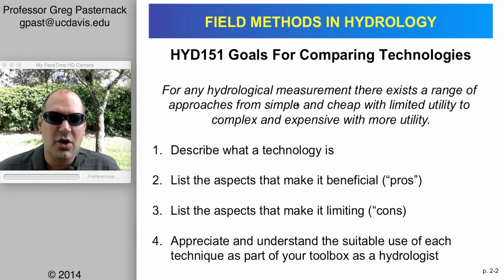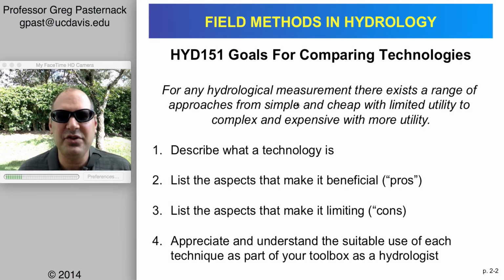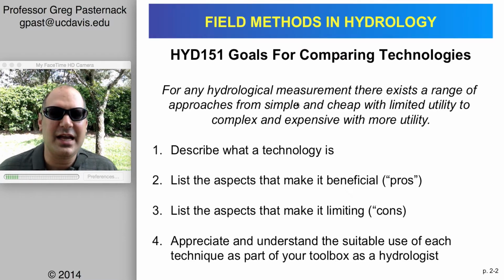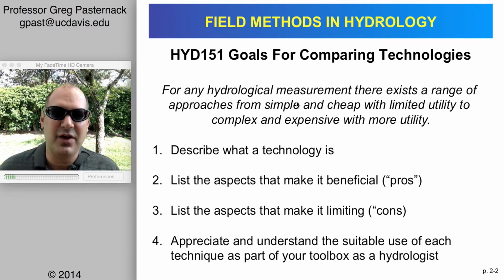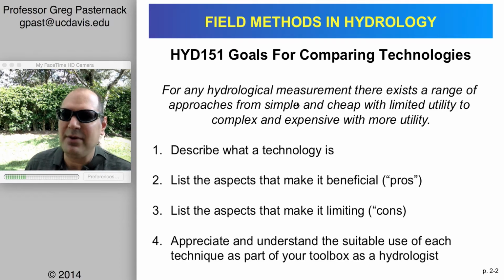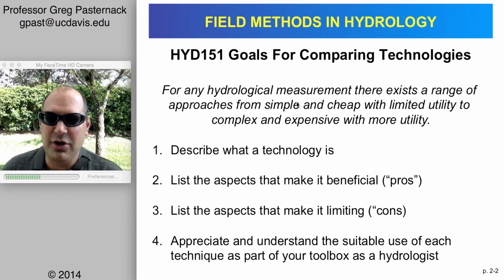In this class, the emphasis here is on field methods. That means I'm going to be giving you the nitty-gritty of how to actually measure things. And to do that, what I have to show you are all the different technologies that are available, because for any one piece of information you want to know, there are many different ways of collecting it. So I need to describe to you what the technology is. I need to list the things that make that particular approach beneficial to you. There are always going to be things that are limiting or detrimental about an approach. We'll call those the cons.